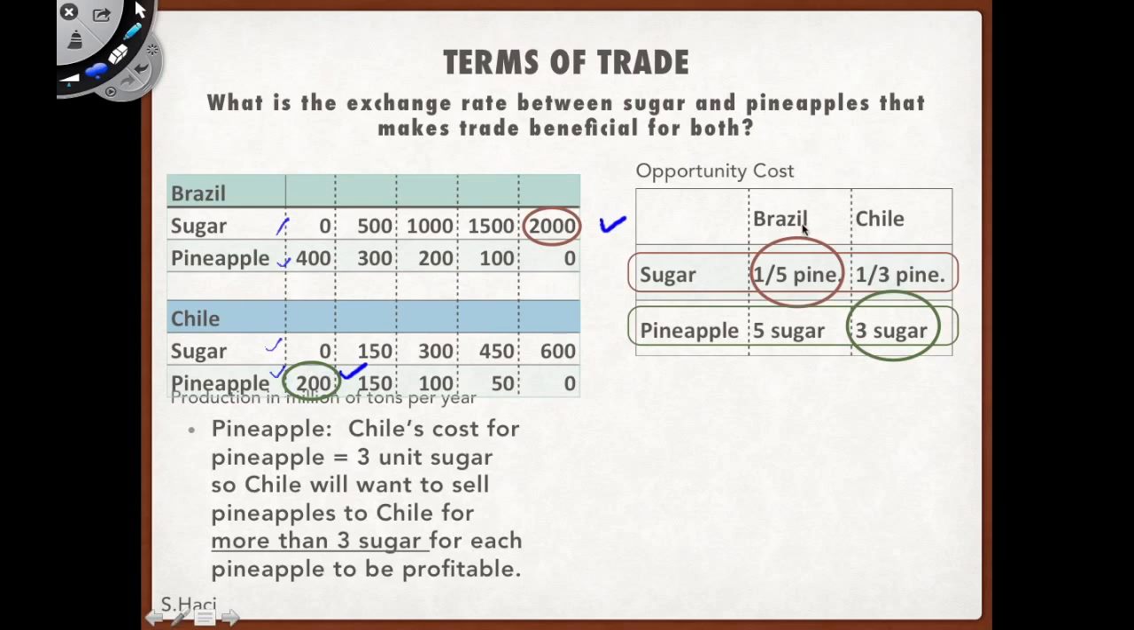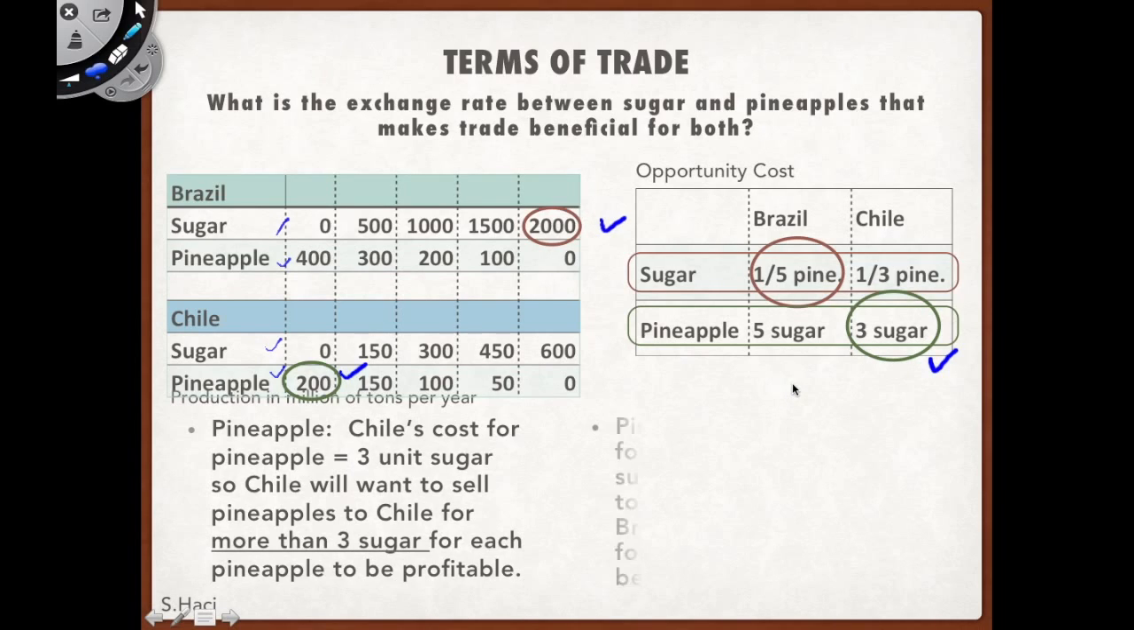So we know from the opportunity cost that the cost of pineapple for Chile is 3 million tons of sugar per pineapple. So when Chile is considering selling some pineapples to Brazil, they would not want to get less than 3 million tons of sugar per million tons of pineapple that they sell, because that's how much it costs them.